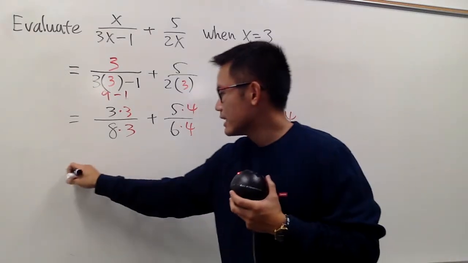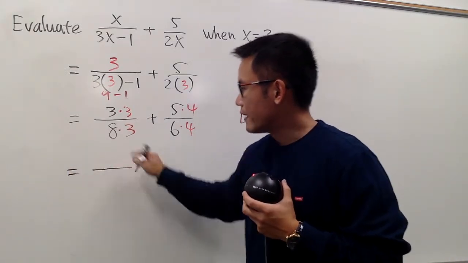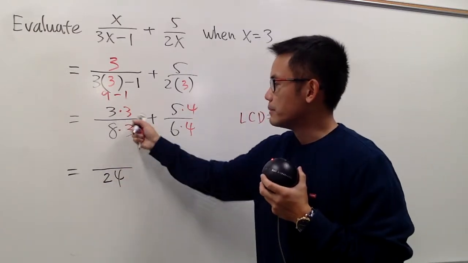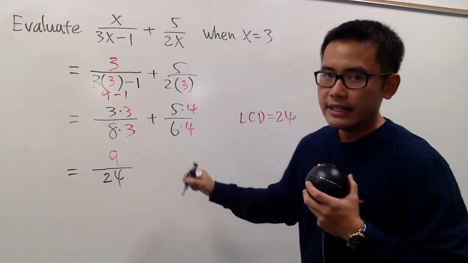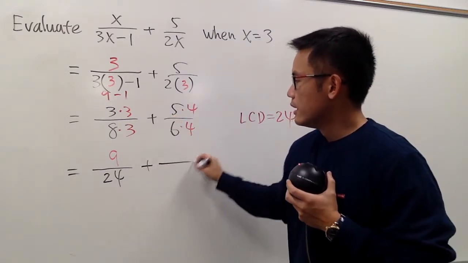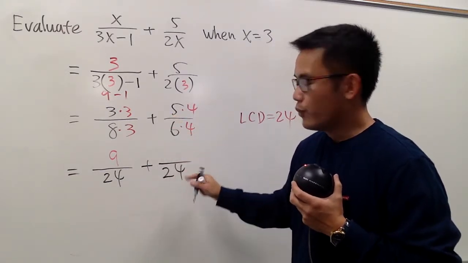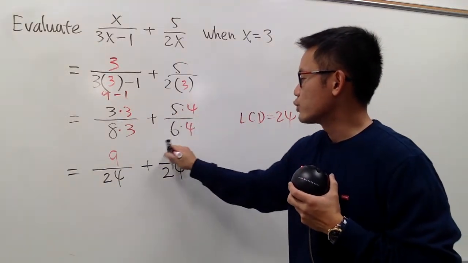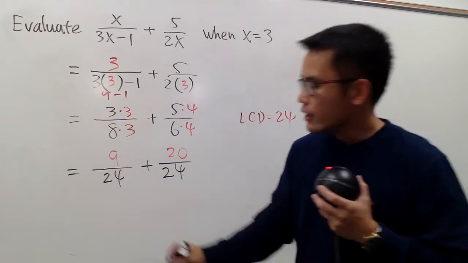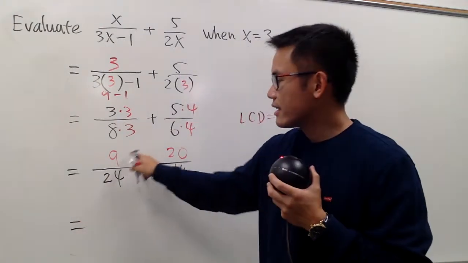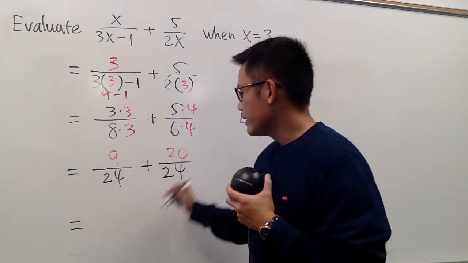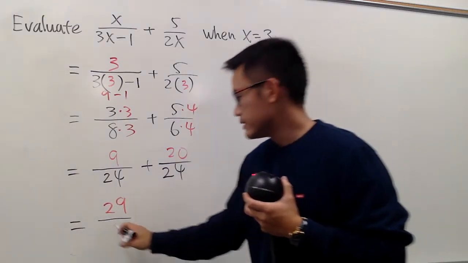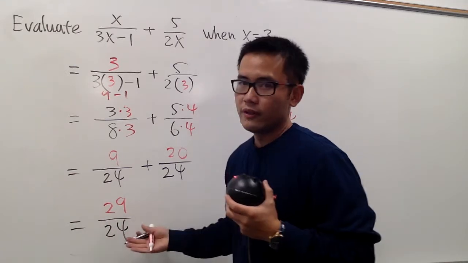And we see that this fraction, we will have 24 on the bottom, which is great. And the top is 3 times 3, which is just a 9. And the next, we add it with this fraction also has a 24 now. And on the top, we have 5 times 4, which is 20. At the end, remember, we are just going to add the top together. 9 plus 20, that's 29. And the denominator stays. So we have 29 over 24.